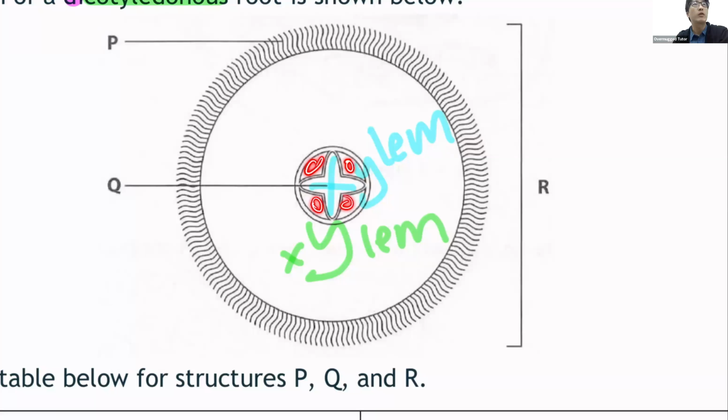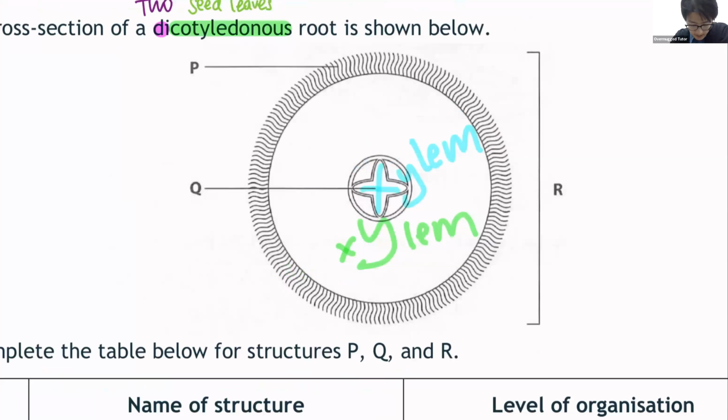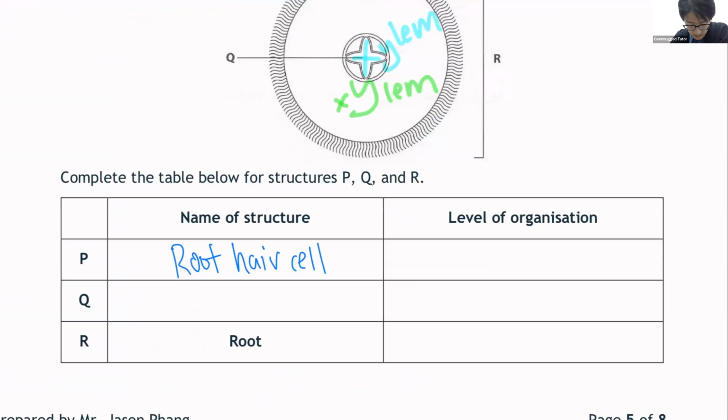Okay, so here we have level of organization. Obviously, root hair cell belongs to cell. Linton, you chose the xylem to be cell. It's actually the next level.